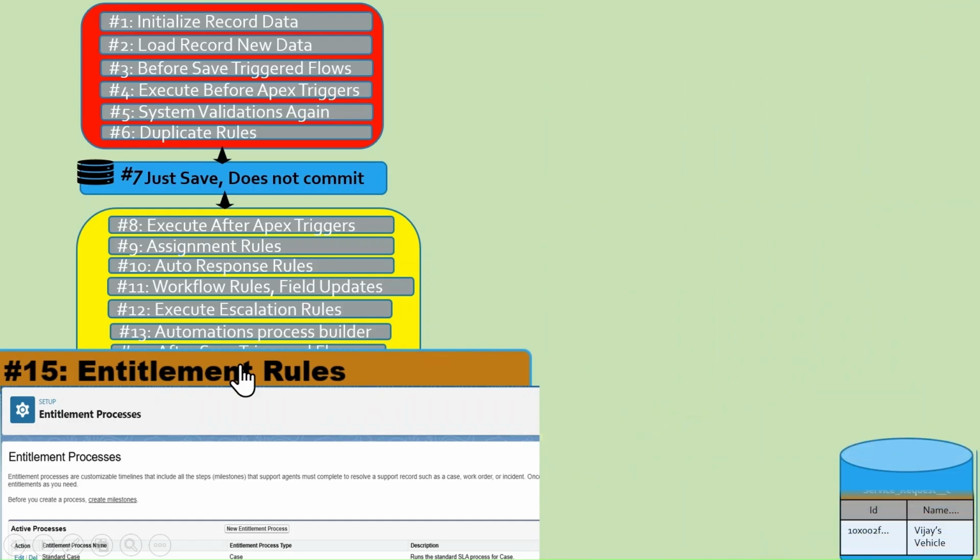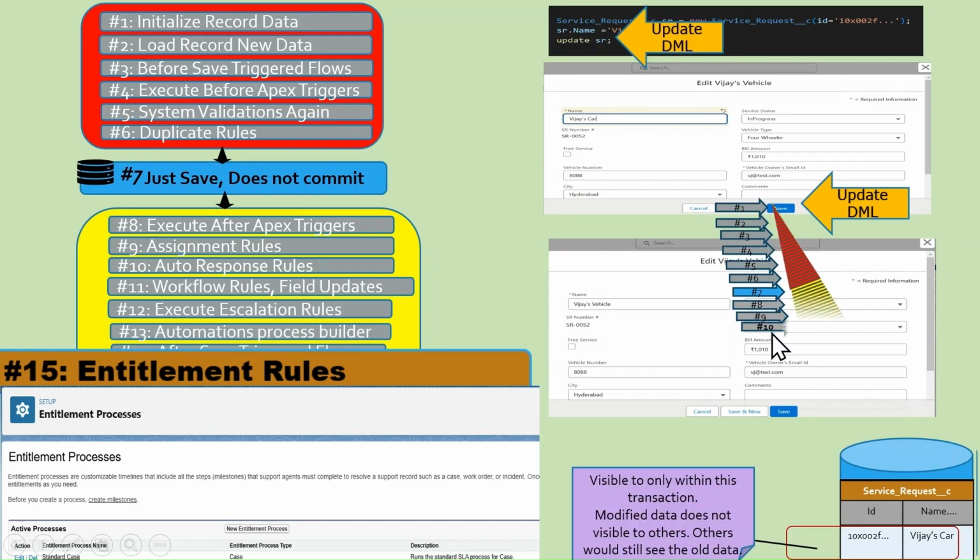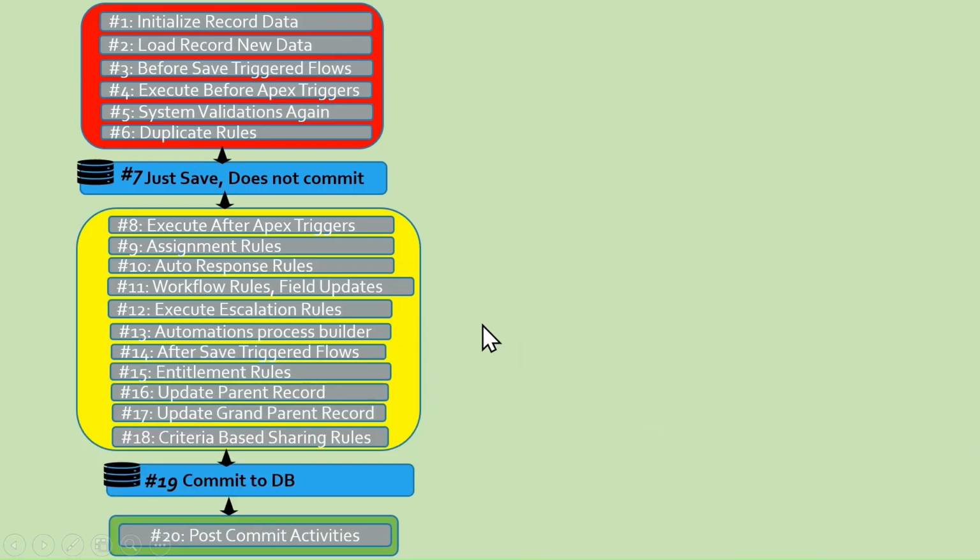Similarly, for the update DML, on click of save or on performing the update SR, the order of execution starts from step 1 to step number 14, and then it moves to step number 15. At this step number 15, Salesforce tries to identify the entitlement rules, but it doesn't find any entitlement rule for our service request object. So it doesn't execute this entitlement rule. It will just move to the next step, that is updating of parent record.